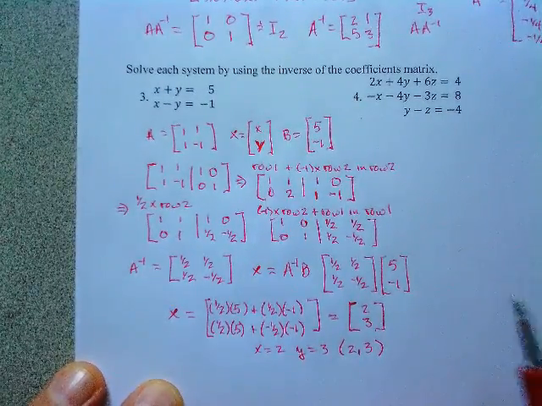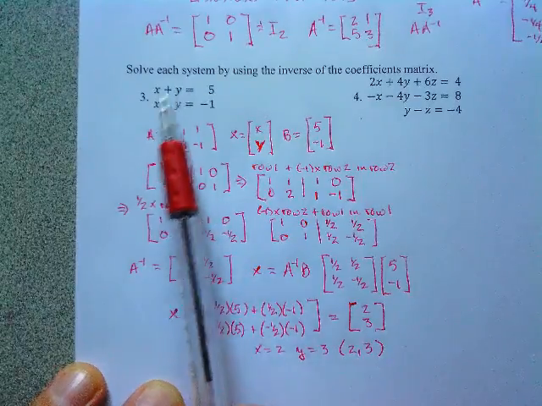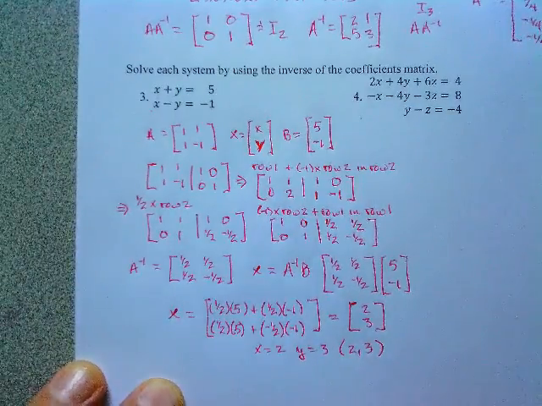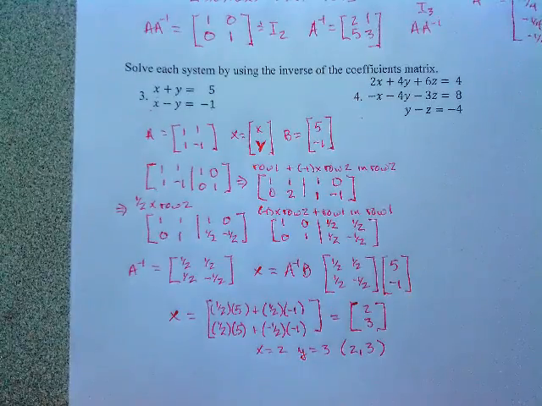Let's go up here and check real quick. 2 plus 3, that does equal 5. 2 subtract 3, that does equal a negative 1. So this is the solution.